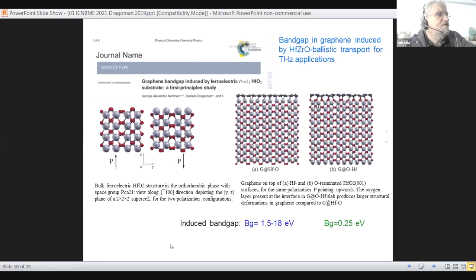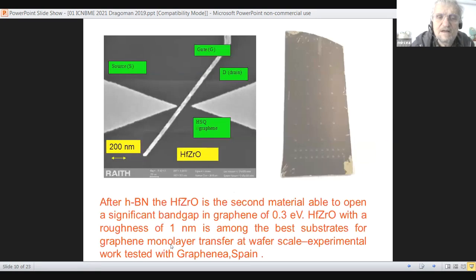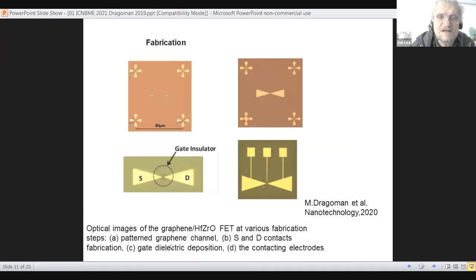Then we have combined ferroelectricity coming from hafnium oxide with 2D materials. We have made some atomistic calculations, and we have seen that ferroelectric hafnium oxide doped with zirconium is opening a band gap in graphene monolayer, which is very important because graphene monolayers have no band gap. And here is the first circuit, a transistor, where we have made for the first time a graphene transistor over ferroelectric hafnium oxide. Here is the fabrication process. It is a typical process.